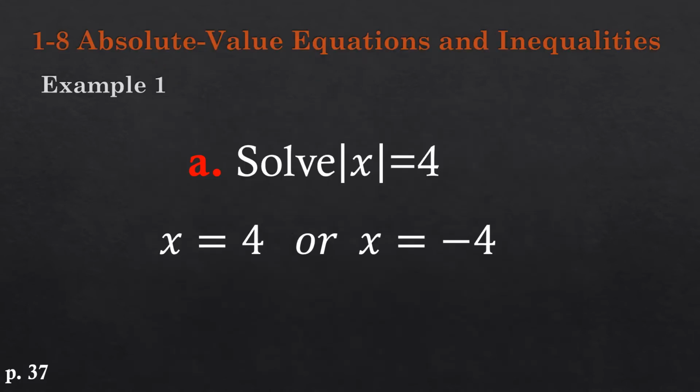So open page 37, absolute value equations and inequalities. Today we are going to talk about equations, and next lesson we are going to talk about inequalities. Example 1a, solve, here is the question: solve the absolute value of x, where x is a variable, equal to 4. So the solution has two numbers. One is 4 and the other is negative 4, which is the absolute value of x equals 4 or negative 4.